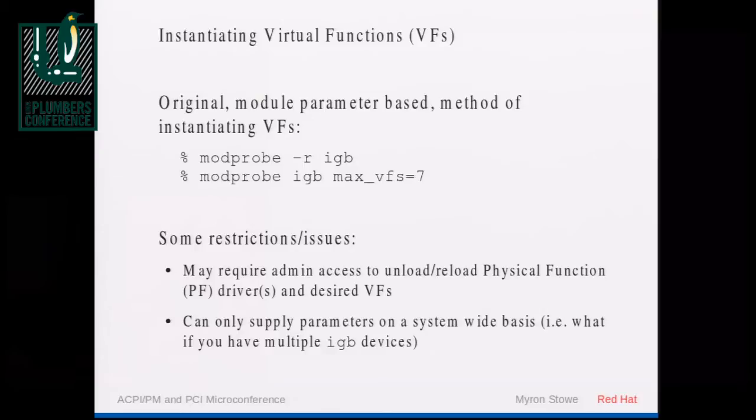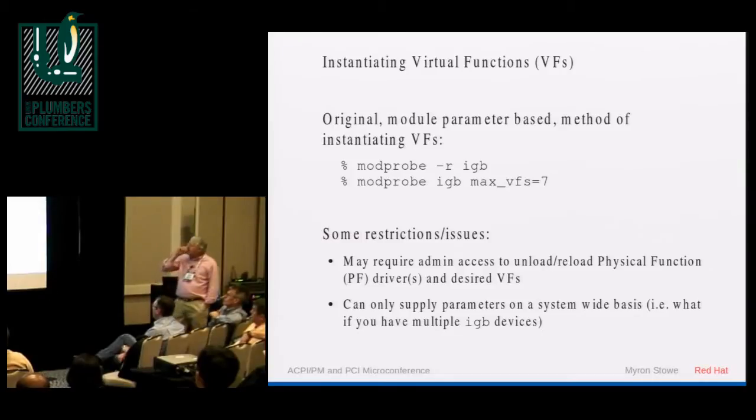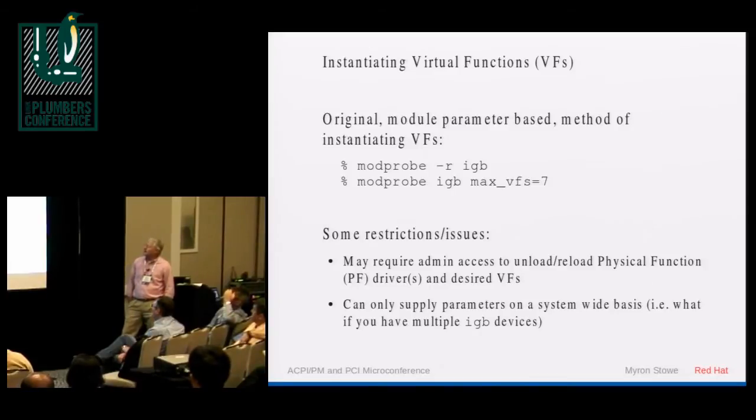So how does the kernel instantiate them? How do we get there? Originally, it was a module-based method in which you brought up the device. It got going. Then you would bring down the device and bring it back up, specifying a module parameter, in this case, max_vfs=7. So you're going to bring up this igb device and have 7 VFs.